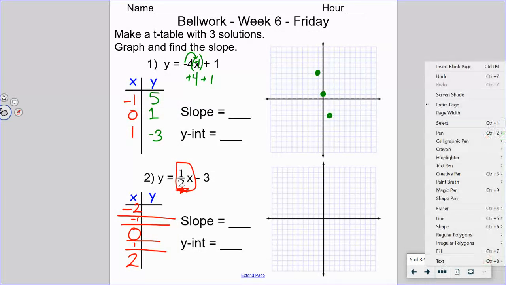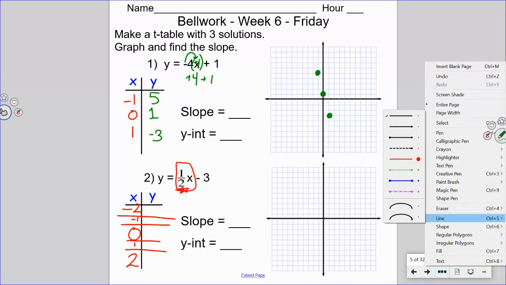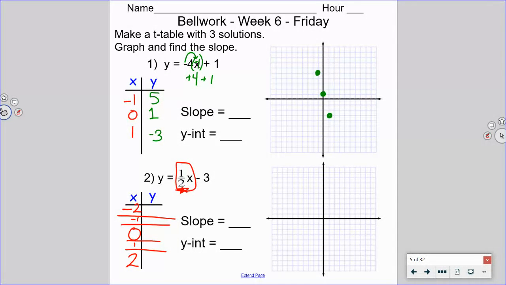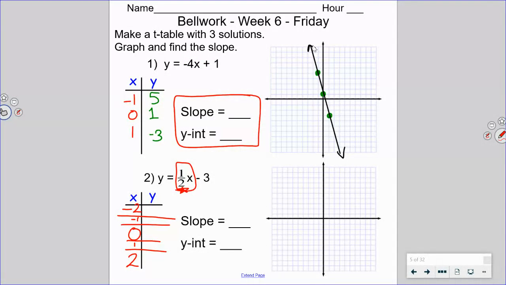Now we can go ahead and we can draw a line through these points, or at least as best as we can. Where, of course, just because our ordered pair stops doesn't mean the number of solutions does. There are so many solutions to this. There are billions and billions and billions. So let's make sure that we show that by drawing the arrowheads. And let's come back to the slope and the y-intercept in a moment.